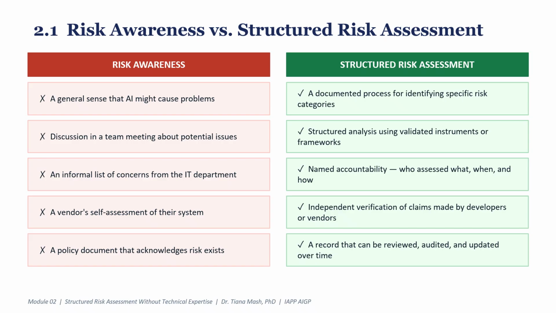On the left side of this slide, I have listed 5 things that feel like risk management but provide no legal or regulatory protection. A general sense that AI might cause problems, a discussion in team meetings, an informal list from IT, a vendor's self-assessment, a policy document that acknowledges risks exist. These are all forms of risk awareness. They are better than nothing.